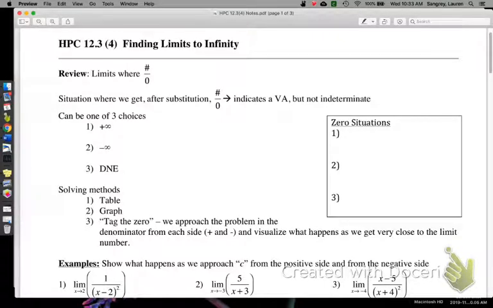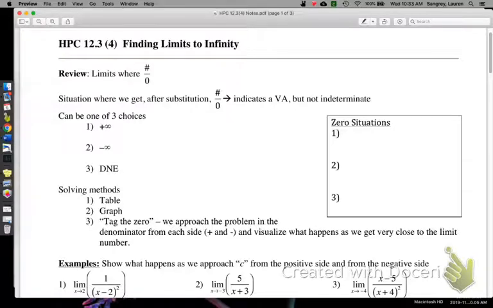These are 12.3 day 4 notes. We're going to look at finding limits to infinity. But first, I want to do a tiny bit of review and just focus on what happens when we see a limit, we use direct substitution, and we end up getting a number over 0.